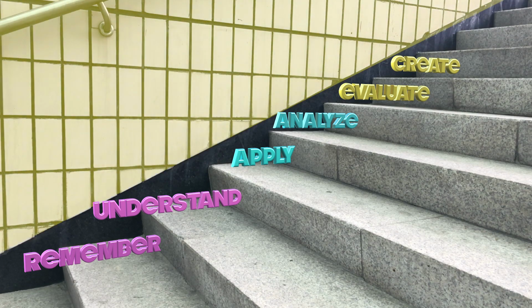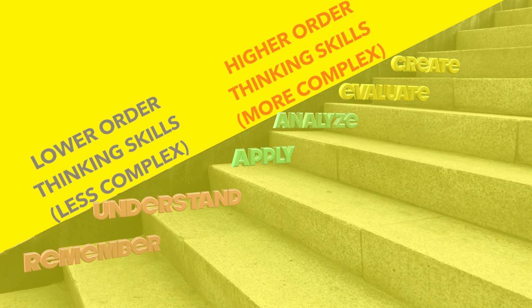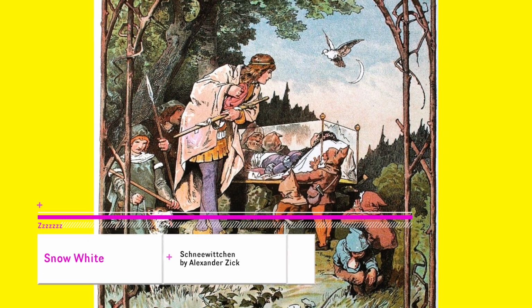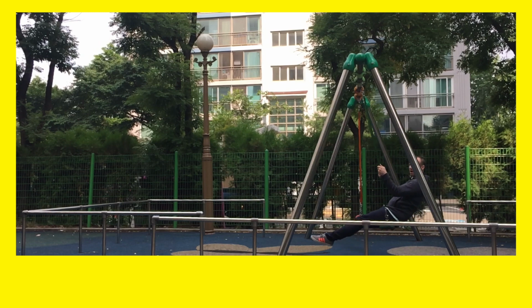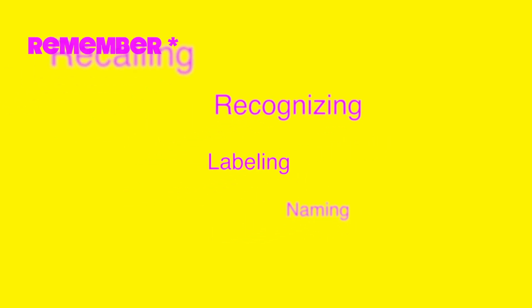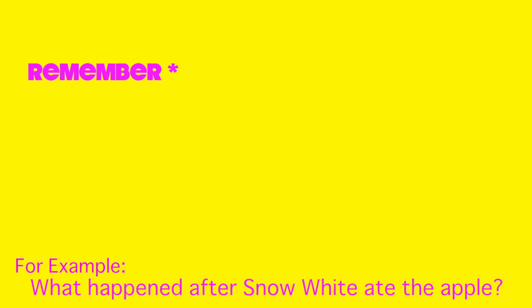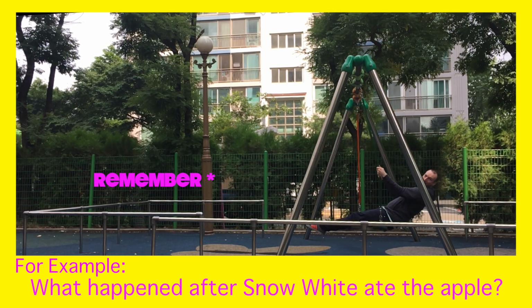Now, these thinking skills rise from the lower order thinking skills up to higher order thinking skills. Let's use the story of Snow White and get some examples of our thinking skills, starting with lower order thinking skills and remember. Recalling, recognizing, maybe labeling, things like that. So let's have an example question for this level of thinking skill: What happened after Snow White ate the apple?